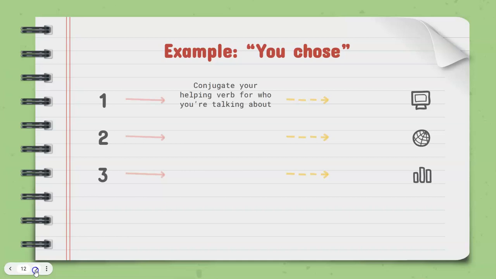Let's take a look at maybe an IR verb. Same steps. For "you chose," we have two options for you. It could be tu or vous. So let's take a look at how both would look. We'll have tu as or vous avez.